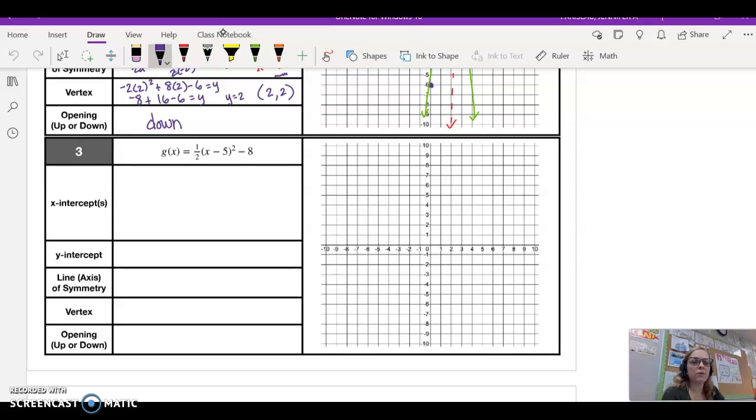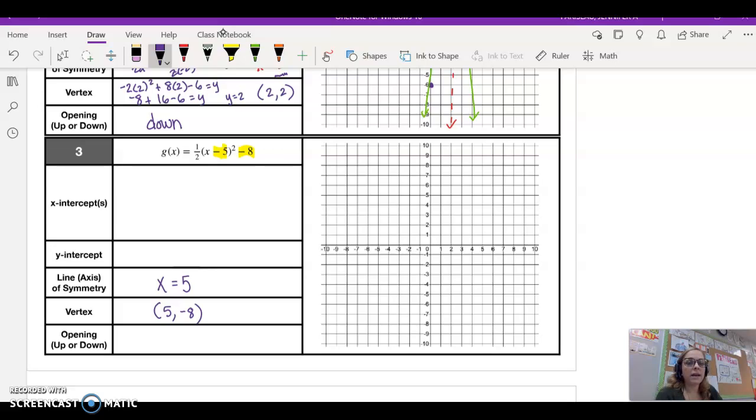Because it's in vertex form, I know that my vertex is going to be 5, -8. Vertex form is just the opposite of what's there for x, and then that's your y value. If I know my vertex, I know my axis of symmetry because it goes through that x value. So my axis of symmetry is a line, x equals 5. That's the given information that the vertex leads me to.